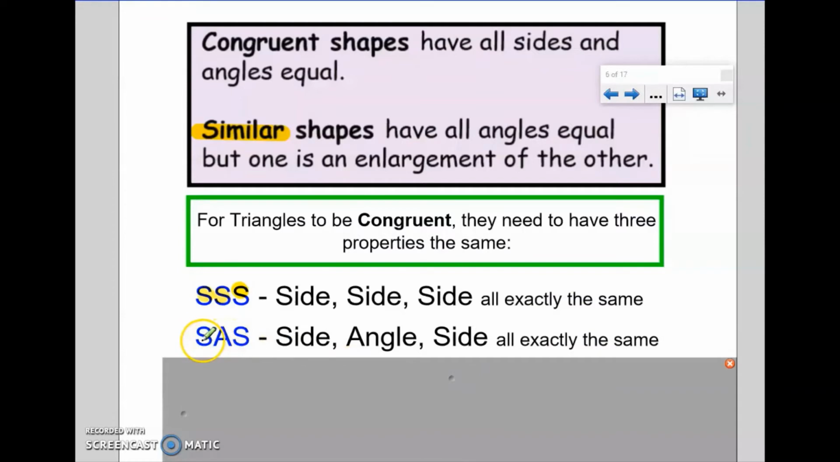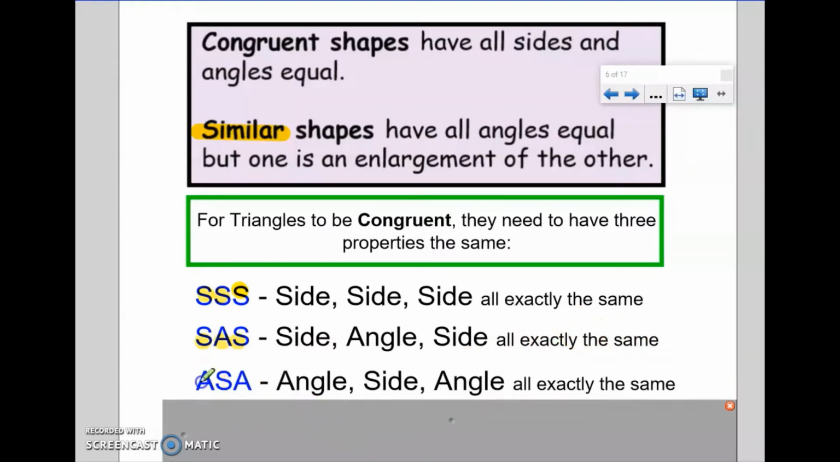We also have the proof SAS, which stands for side, angle, side. So again, if you have two triangles which have the same side, and the enclosed angle is the same, so it's in this order, then we can state that they are congruent.